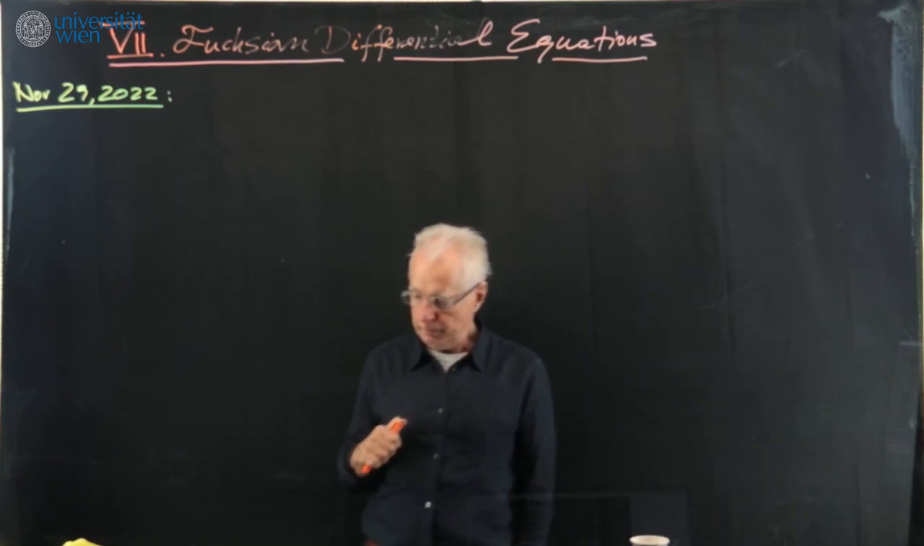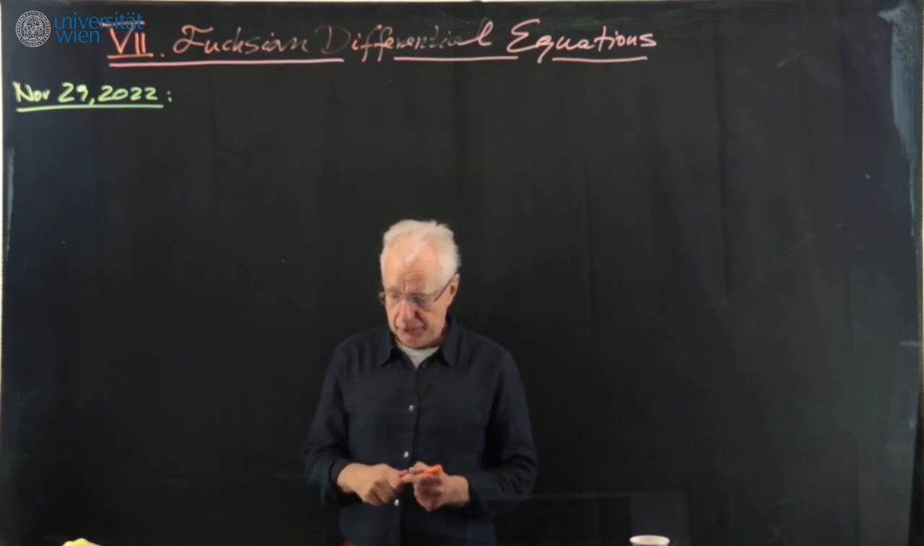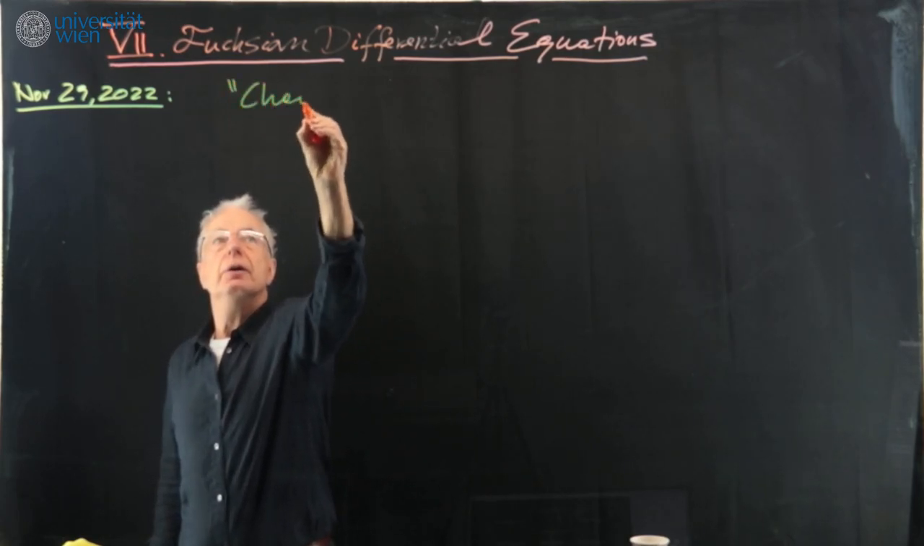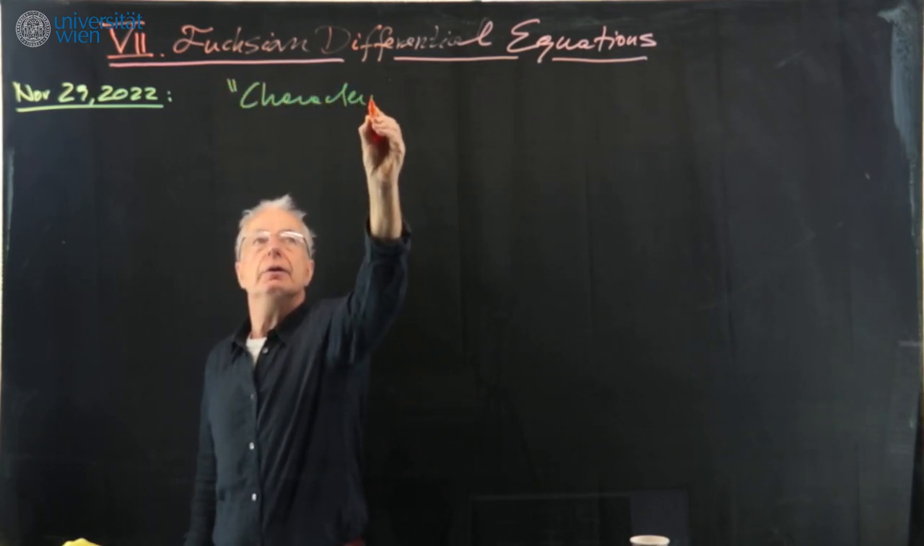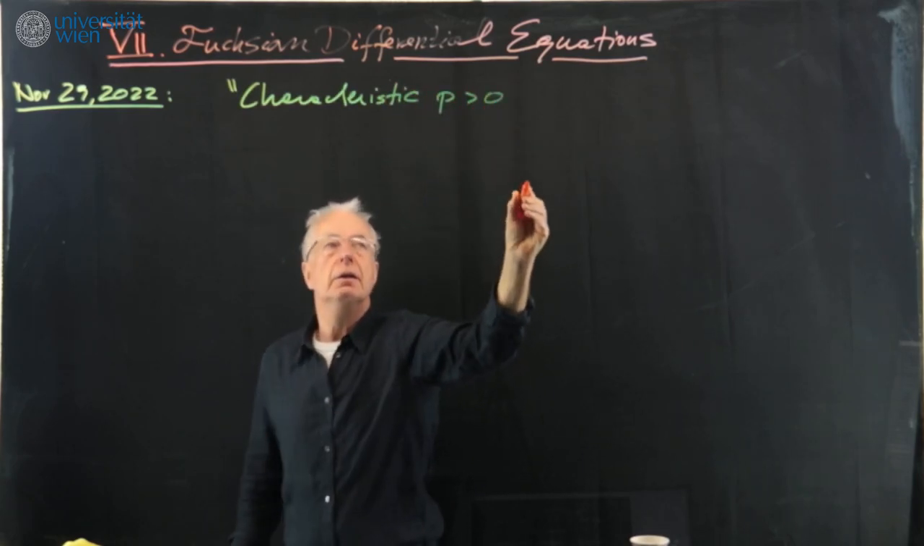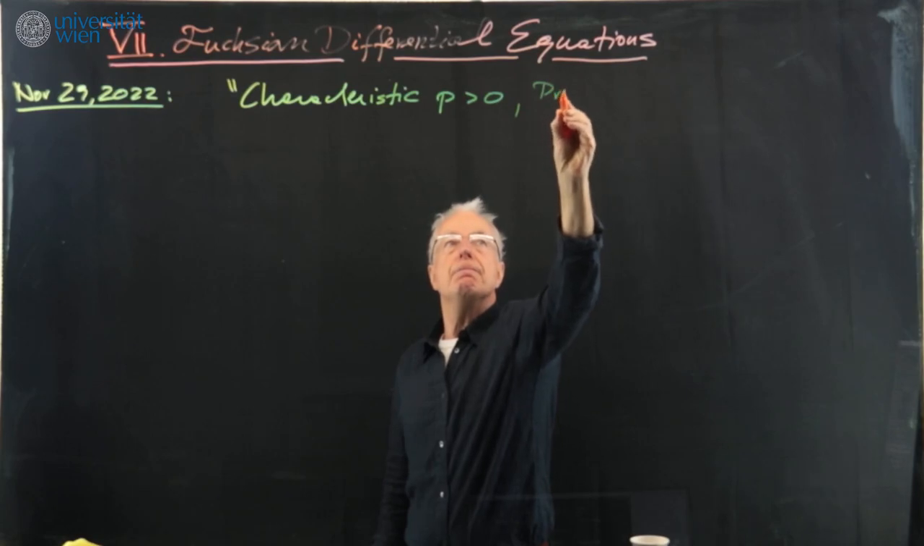Let me just start with the first part. Let me call this characteristic P preview.